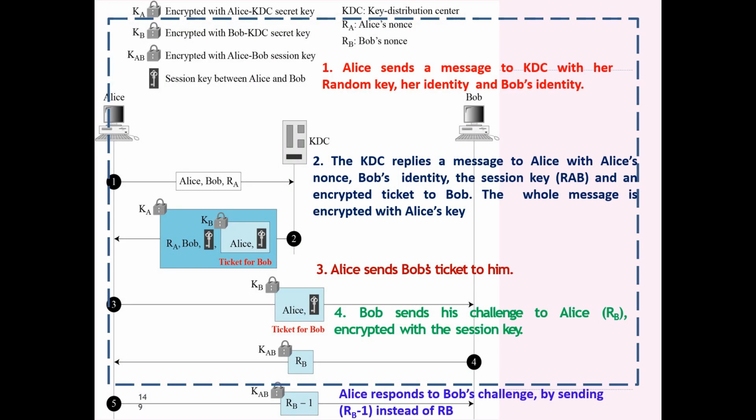The process is the same, except that the lines, if you can read on your own, you can understand how it is to be done. The first thing is that we have Alice as the transmitter and Bob as the receiver. Alice sends a message to the KDC with her random key, her identity and Bob's identity. So the transmitter is sending information about its own identity and the receiver's identity.